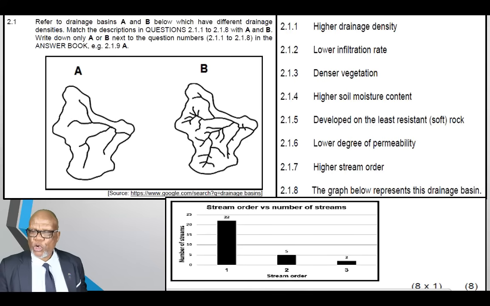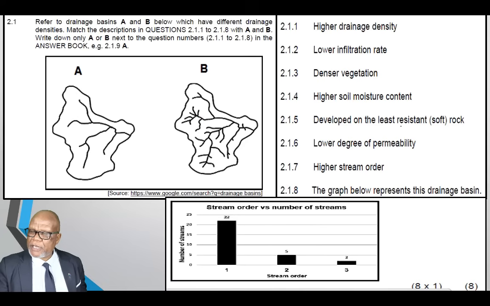Lower infiltration rate will be at B. There's low infiltration, there's high runoff. Denser vegetation at A. Higher soil moisture at B. Because of soil moisture, there's less time for water to infiltrate.